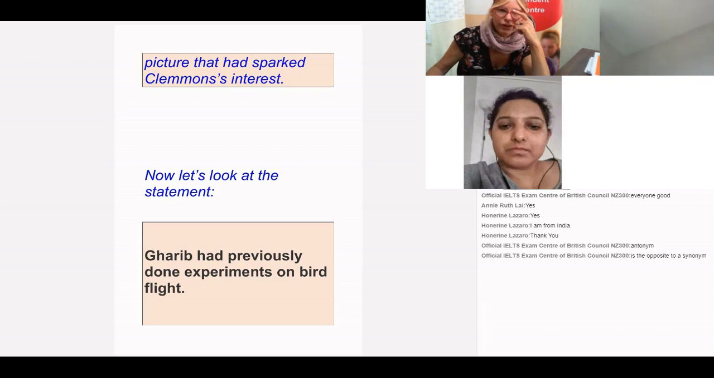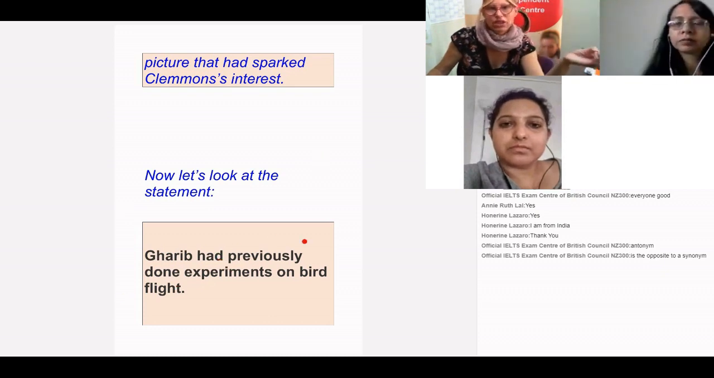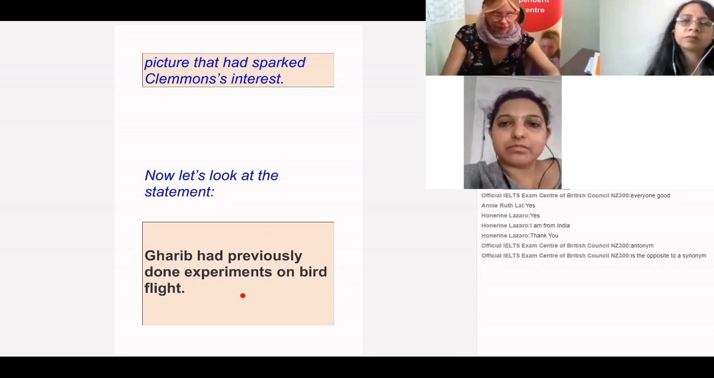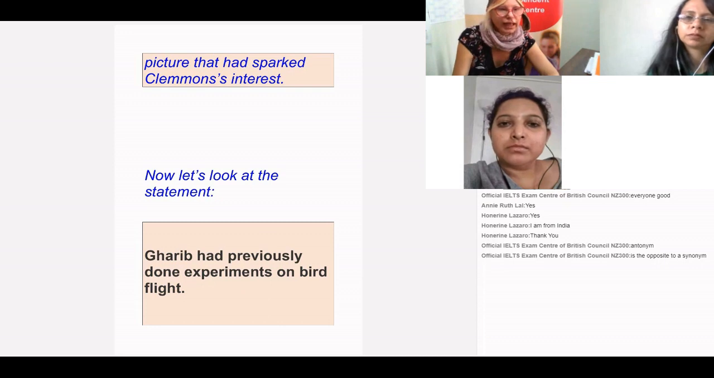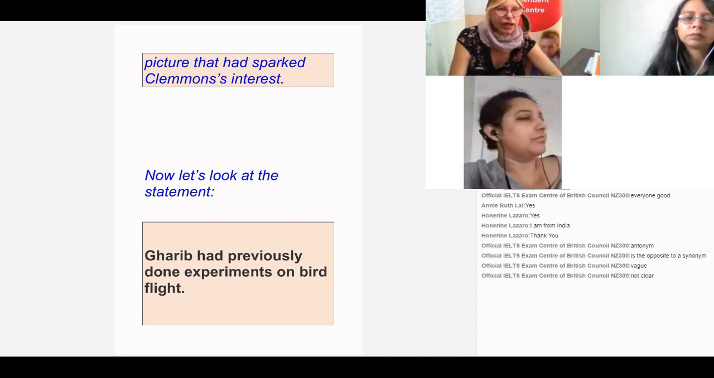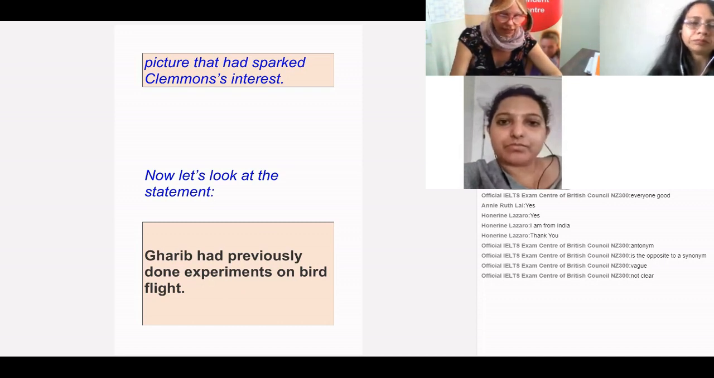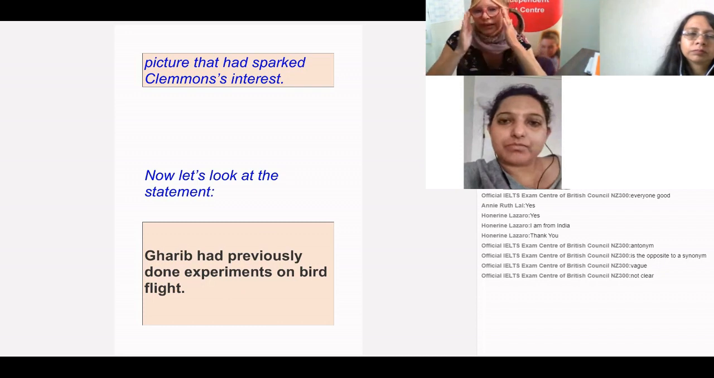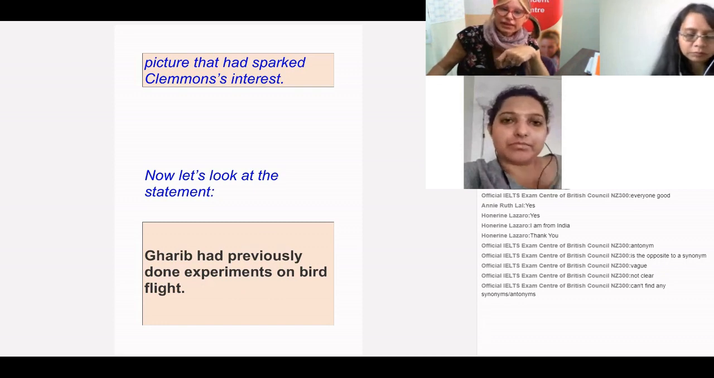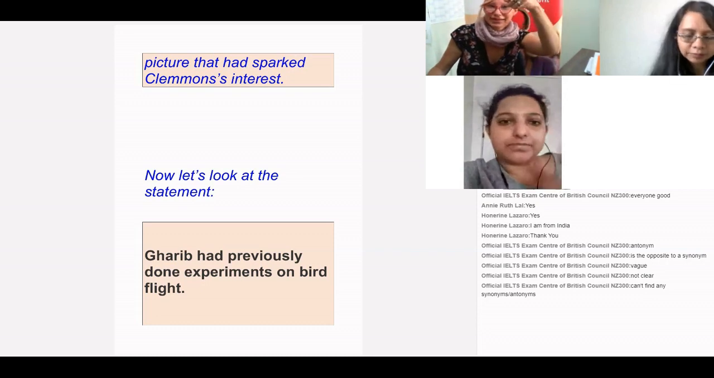Okay, so in the pink box here, we can see that there is nothing at all that gives us information to say yes or no. It's vague. Put that in the box. Vague. Not clear. We can't find any synonyms or antonyms for the key words, and the key words are experiment and bird flight. Does that seem quite clear for you at the moment?